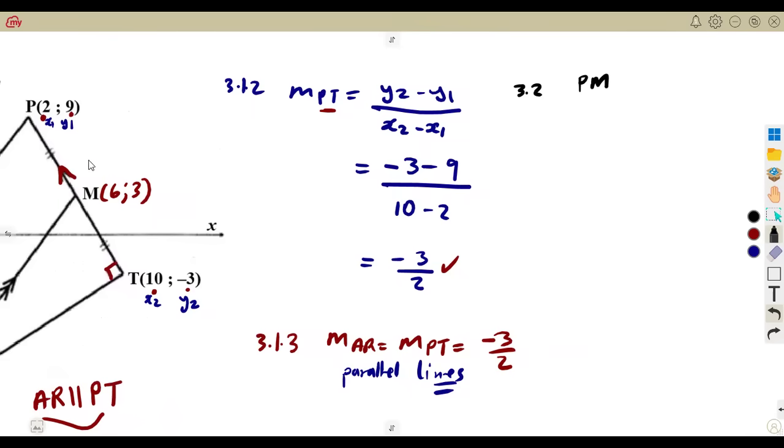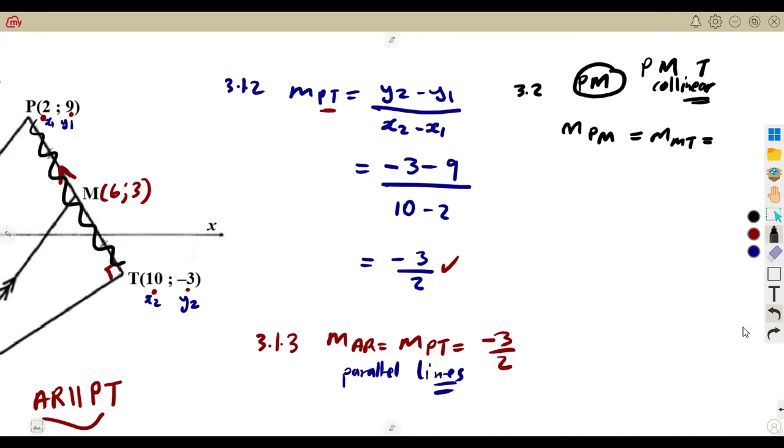If we check, the line PM is the same line as the line PT. It is a straight line, remember. So meaning to say, as we consider PM, this is collinear: P, M, and T. Remember the condition of being collinear, same gradient. So it means the gradient between points P and M is the same as the gradient between M and T. It is the same gradient as the whole of the line PT. Remember, we talked about this being collinear.